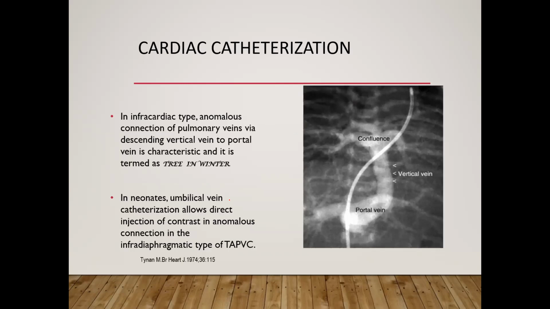This is another one where the confluence has been connected to the vertical vein. This is the infracardiac type, via the descending vertical vein to the portal vein, and it is termed the tree in winter. This term is known as tree in winter. In neonates, umbilical vein catheterization allows direct injection of the contrast into anomalous connections in the infradiaphragmatic type of TAPVC.